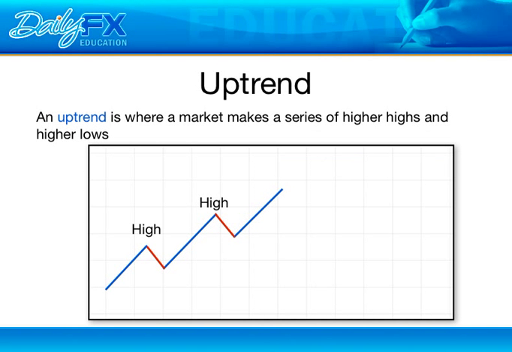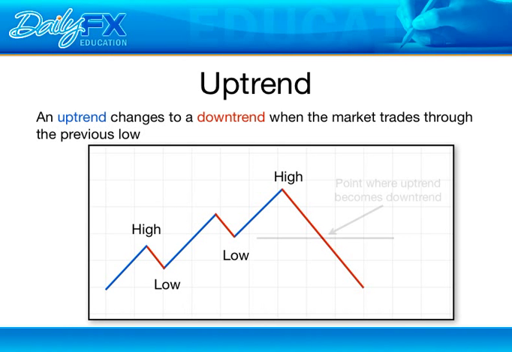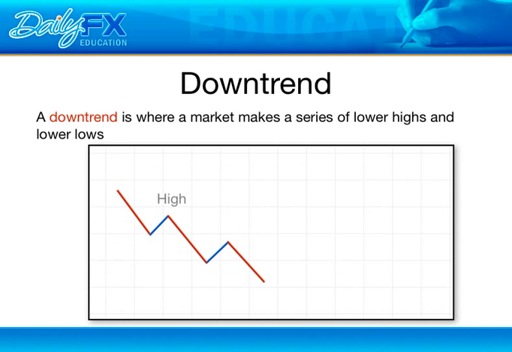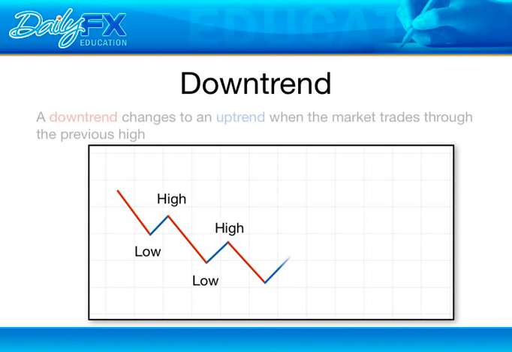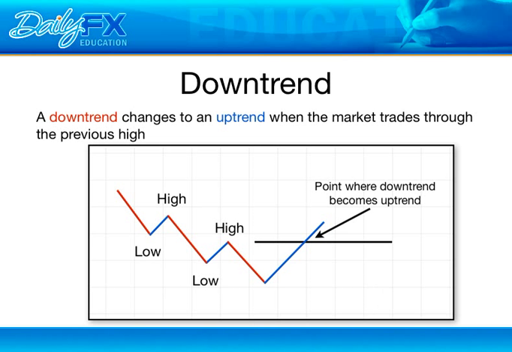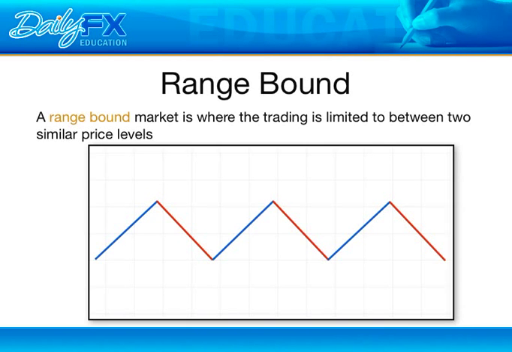An uptrend is where a market makes a series of higher highs and higher lows. And an uptrend changes to a downtrend when the market trades through the previous low. A downtrend is where a market makes a series of lower highs and lower lows. And a downtrend changes to an uptrend when the market trades through the previous high. A range-bound market is where trading is limited to between 2 similar price levels.